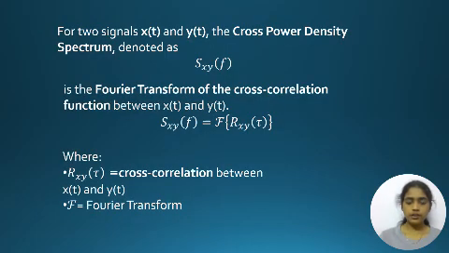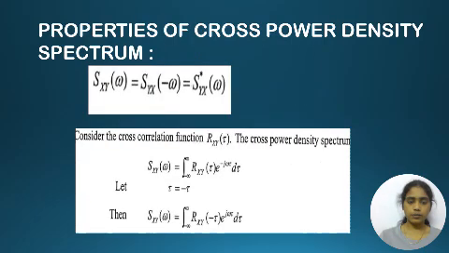For two signals x of t and y of t, the cross power density spectrum, denoted as Sxy of f, is the Fourier transform of the cross correlation function between x of t and y of t. Sxy of f equals F of Rxy of tau, where Rxy of tau is the cross correlation between x of t and y of t, and F is the Fourier transform.